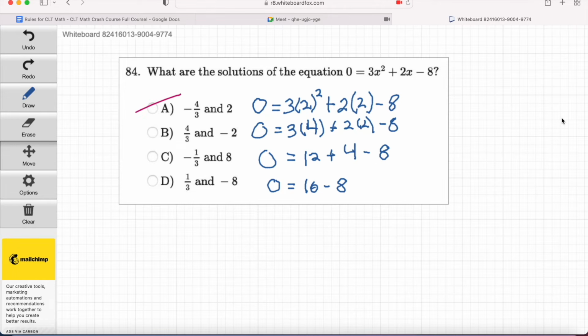2 doesn't work. So I don't care whether negative 4/3 does or not. Doesn't matter. 2 is not a solution. It can't be A. That's good enough here. Does that make sense? Yes. Okay, great. Let's go to answer choice B. Let's try negative 2.